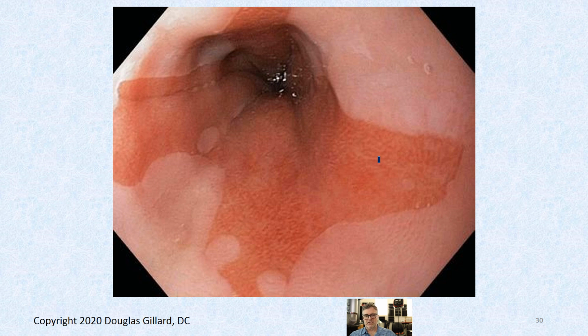Oh, this is no good, is it? See the folds down here? There's the lower esophageal sphincter right in this region. And the Z line is way too high. Look, it's come way out here. This is called a Barrett's esophagus.